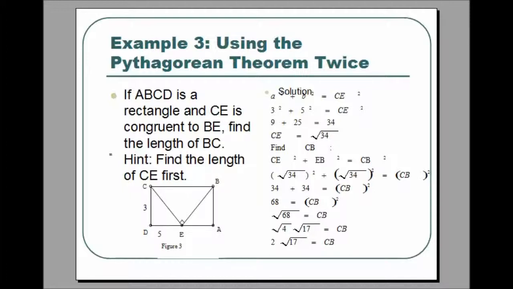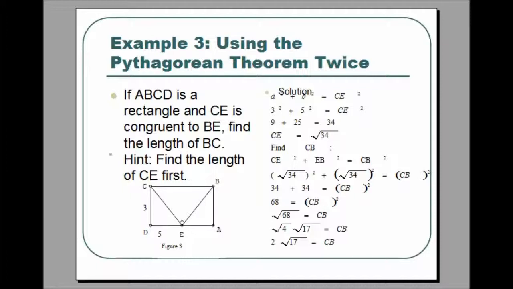Now what we're trying to do is find the hypotenuse of triangle CEB. The hypotenuse is CB. To find CB, we substitute into the Pythagorean theorem. The square root of 34 squared plus the square root of 34 squared equals the hypotenuse, which is CB squared. This gives us 34 plus 34 equals CB squared. Recall that when you square something under a radical, or put it another way, you multiply a radical term by itself, the hood comes off, so to speak, and you're left with what's under the radical.